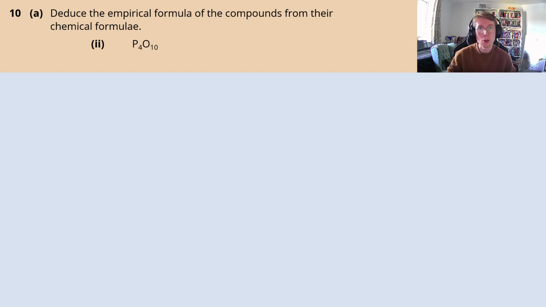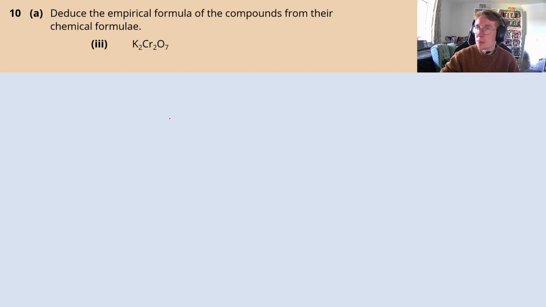Now using the same logic, we can do the same thing again for this one, so P4O10. Both of these numbers can be divided by 2 to give us P2O5. That ratio, 2 to 5, cannot be simplified any further to give us whole numbers, so therefore P2O5 is the empirical formula. 1 mark for that.